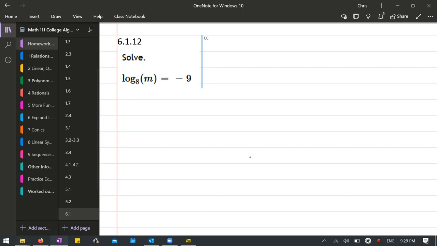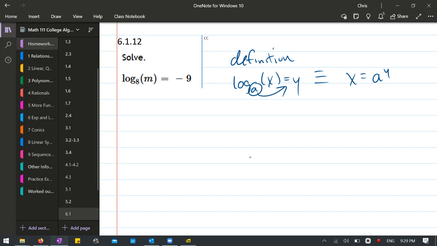So what we need to do is get all this stuff on the other side. Luckily, all we have to do is use the definition of a log. So log base a of x equals y. That's the same as, we're going to move the base to the other side. And if thinking about this, you move the base to the other side.